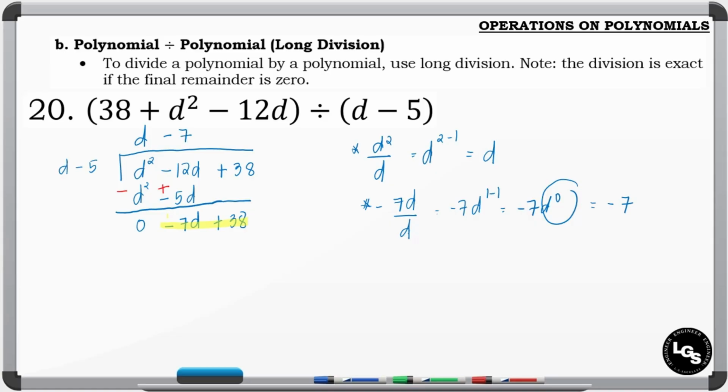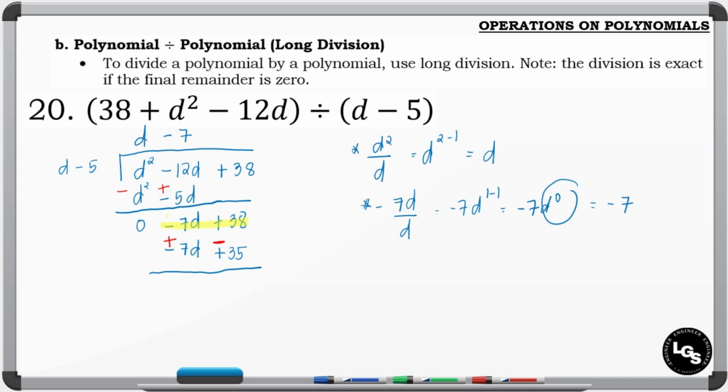Then we repeat the next step, which is to multiply the quotient with the whole divisor. So negative 7 times d, that is negative 7d. Negative 7 times negative 5, both are negative, so that will result to positive 35. Then next is to subtract. So in subtracting, we change the sign. So the positive 35 will become negative 35. Then the negative 70 will become positive 70.